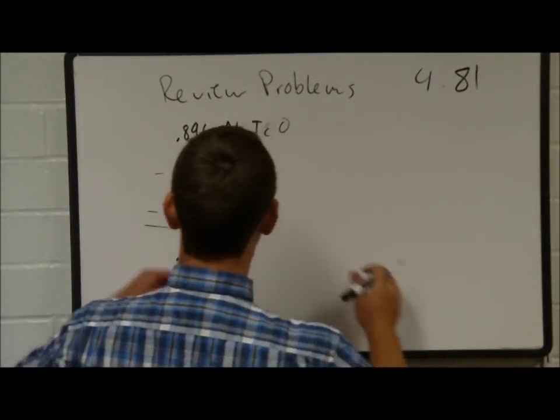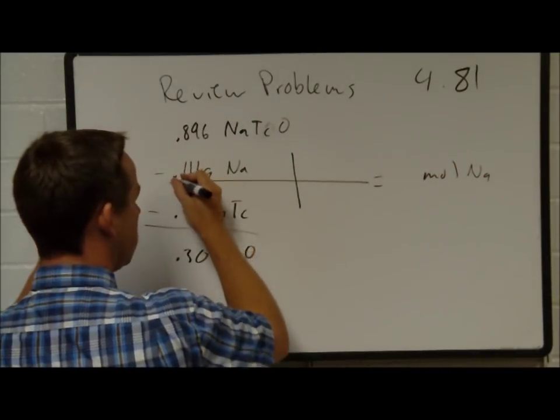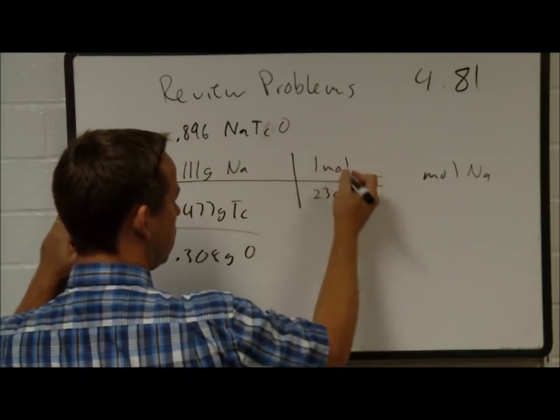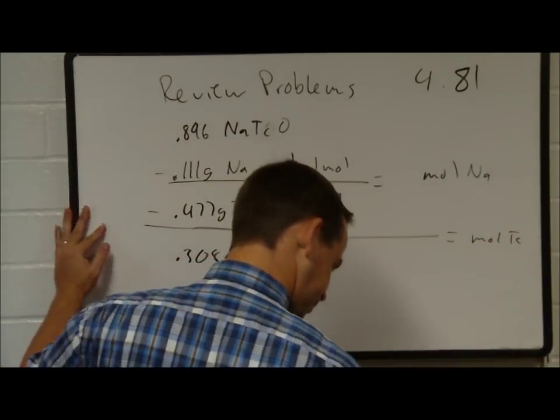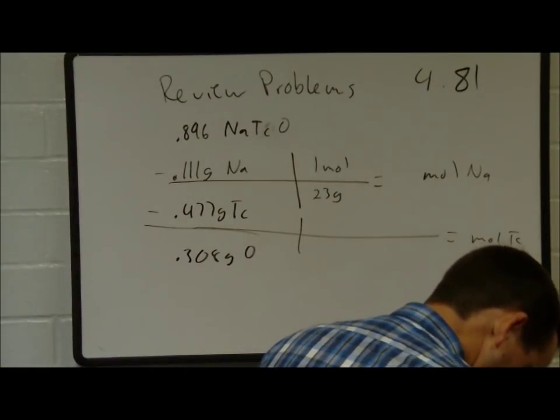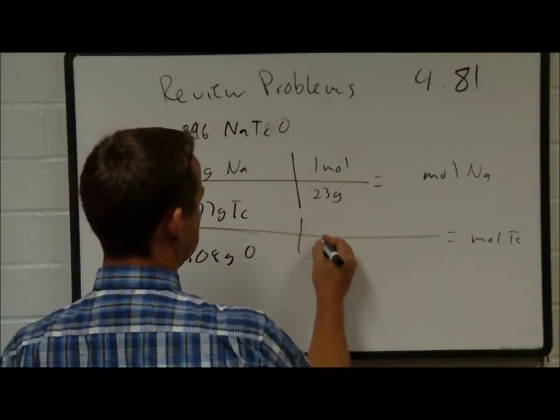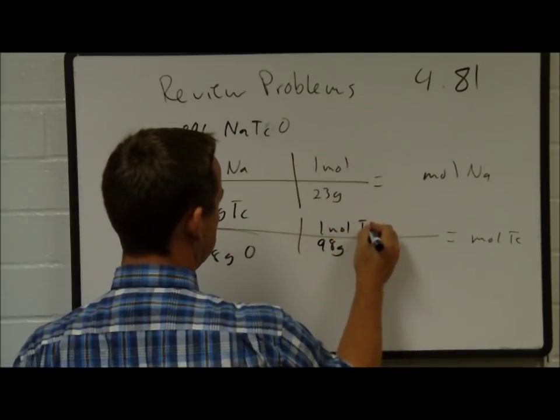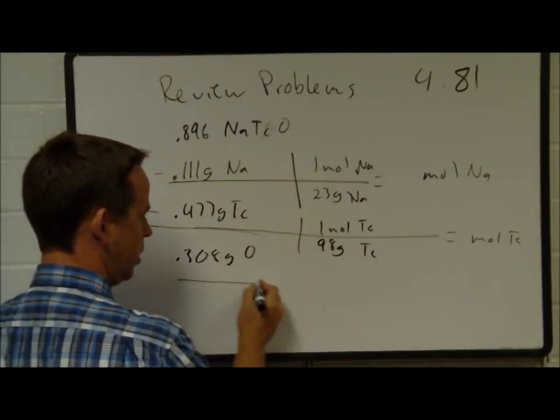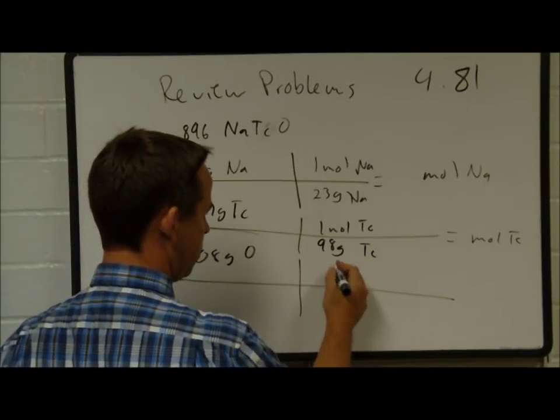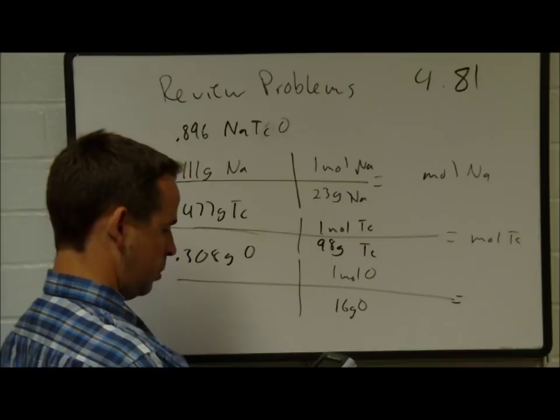So we have this many grams of sodium, but we want to know how many moles of sodium that is. Well, 0.111 gram, there's 23 grams for every 1 mole of sodium. For technetium, how many moles are there? Tc is 98, so there's 98 grams of Tc for every 1 mole of Tc. And for oxygen, there's 16 grams for every 1 mole of oxygen. So 0.308 divided by 16, we'll do the bottom one first.